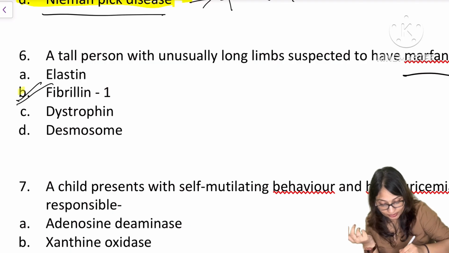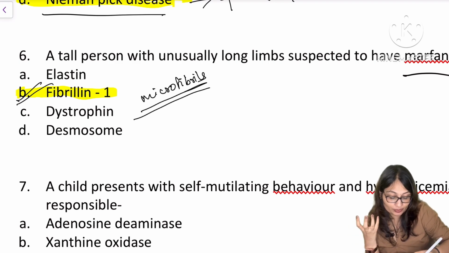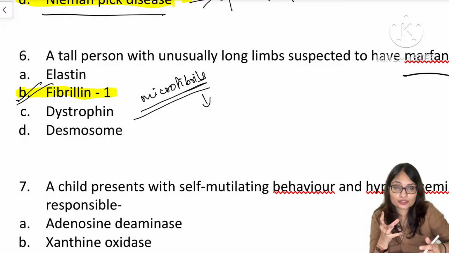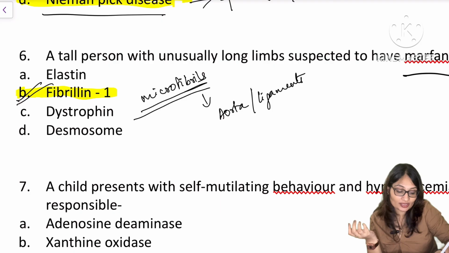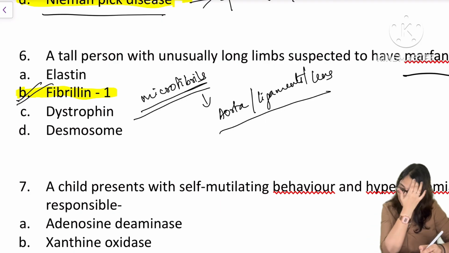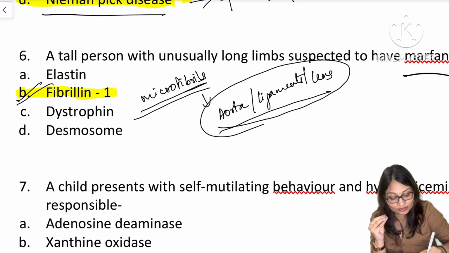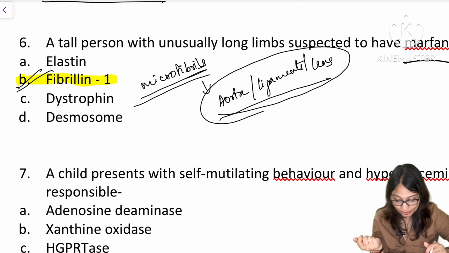So why is it fibrillin 1? Fibrillin 1 is associated with formation of what are called microfibrils. These microfibrils are involved in maintaining the architecture of elastic structures, like the elastic arteries such as the aorta, many ligaments, and the lens. Since microfibrils are not formed because of the defect in fibrillin, these structures tend to get distorted, resulting in the features of Marfan syndrome. So with this, let's move on to the next question.